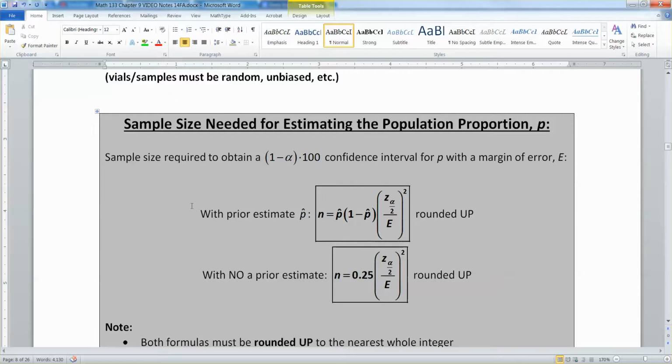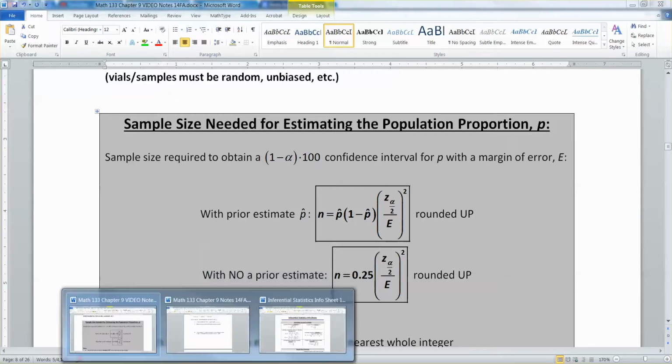Well, there are two options. You either have a prior estimate. That means you've done some study before. You did a poll on this election last week, or you did a poll on abortion last month, or you did a poll about candy last year, that kind of thing. Or you have no prior estimate. You've never done a poll on this. You just have no idea where it is. So those are your two options.